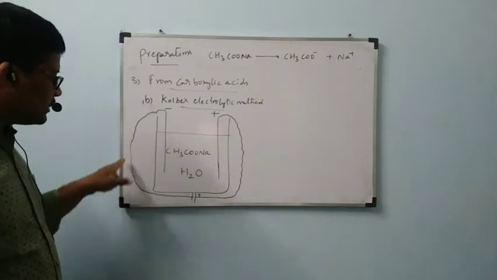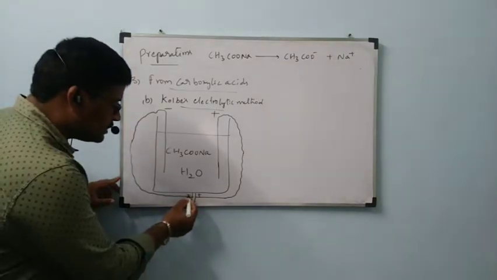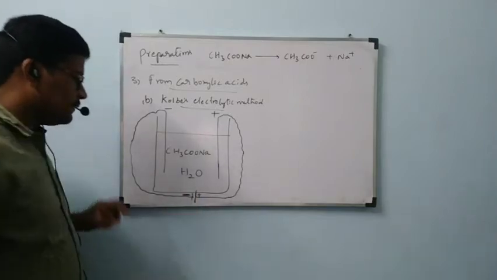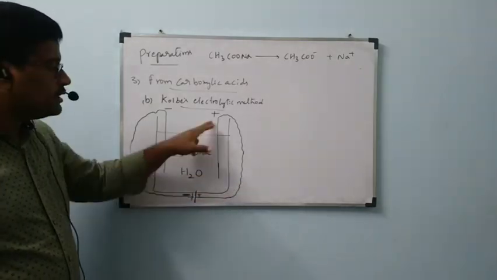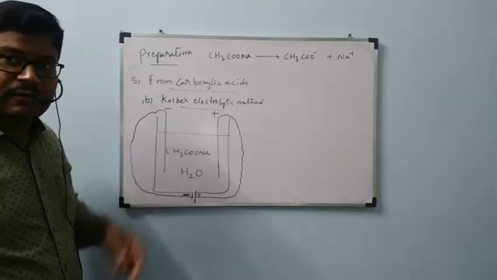One metal plate is connected to the negative terminal of the battery. This is the negative charge of the negative terminal of the battery. This is connected to the positive terminal of the battery. Then this is behaving as the positive electrode and this is behaving as the negative electrode.